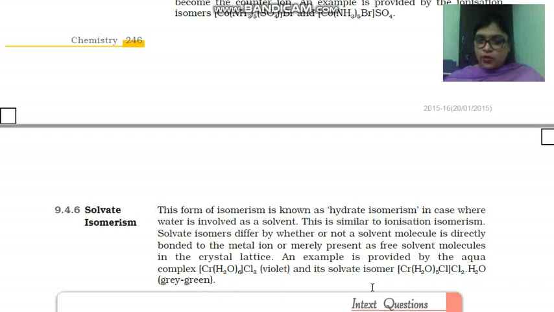Here it is mentioned only 2. You can see it is chromium [Cr(H2O)6]Cl3. 6 is the coordination number of the central metal ion. H2O is your aqua. Here its isomer is formed by moving one H2O molecule. You can remove 2 also, as well as 3 also.